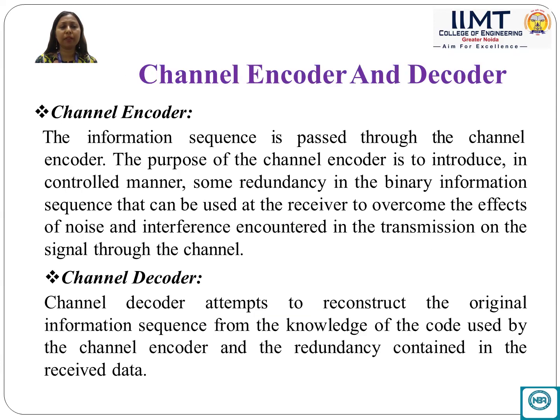The channel encoder's main function: the information sequence is passed through the channel encoder. The purpose of the channel encoder is to introduce, in a controlled manner, some redundancy in the binary information sequence that can be used at the receiver to overcome the effect of noise and interference encountered in the transmission of the signal through the channel. Then the channel decoder attempts to reconstruct the original information sequence from the knowledge of the code used by the channel encoder and the redundancy contained in the received data.